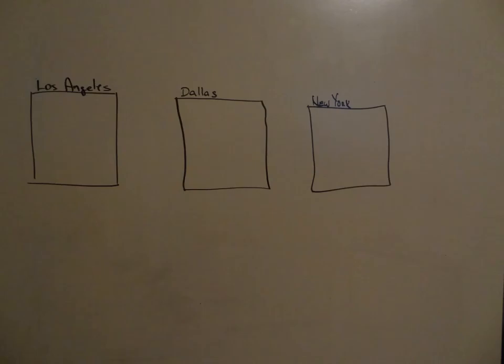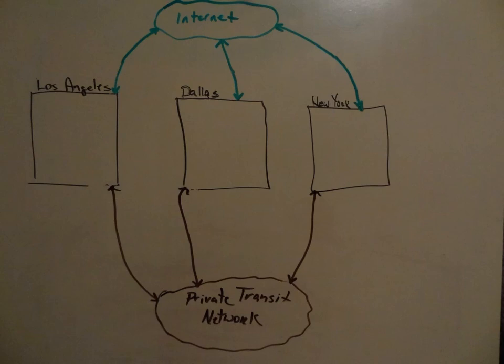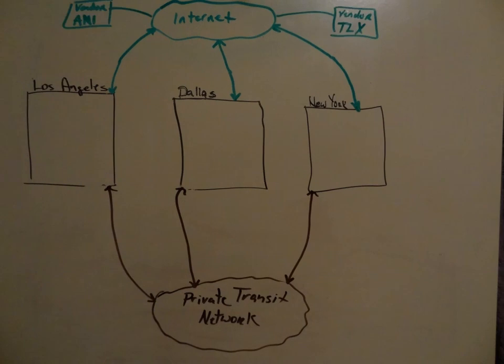The first thing we'll do is acquire some rack space in Los Angeles, Dallas, and New York. These will be our 3 POPs. Next up, we'll go ahead and order an internet connection in each of these 3 sites so that they can talk to each other. Following that, we'll go ahead and turn up some connections for a private transit network so we have some redundancy.